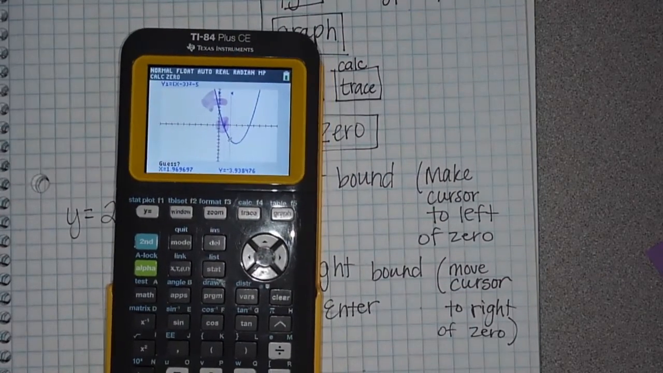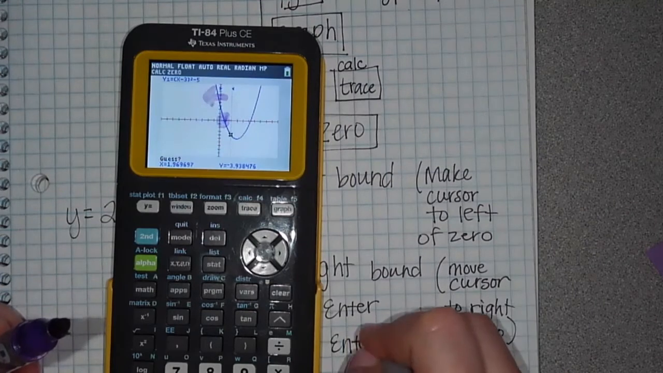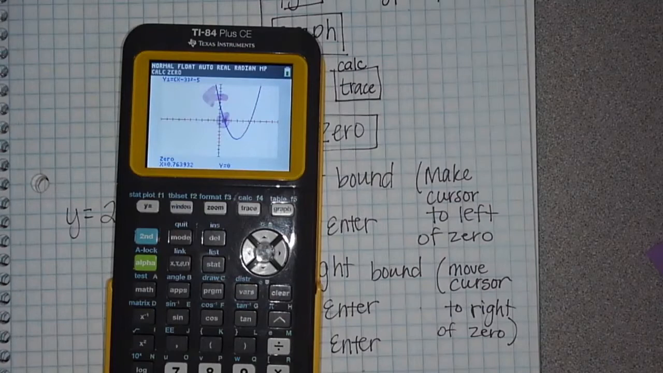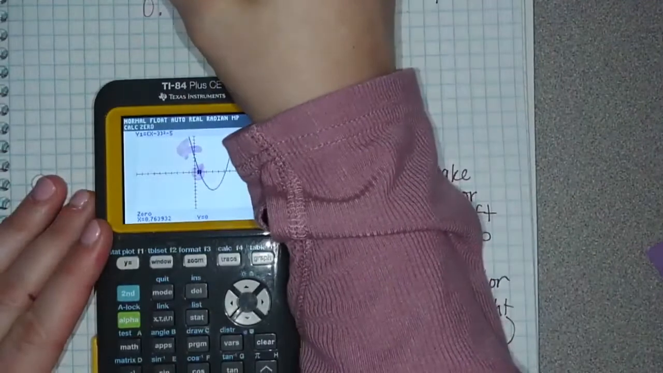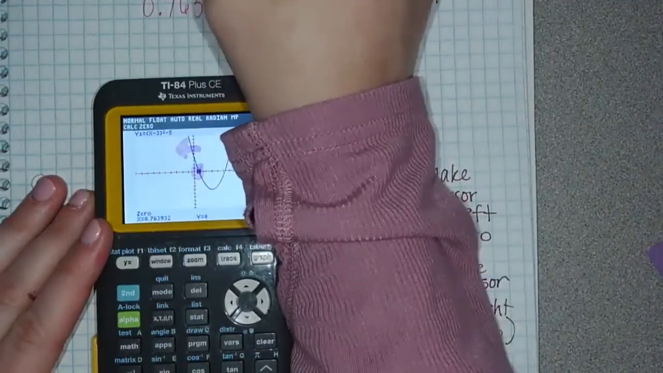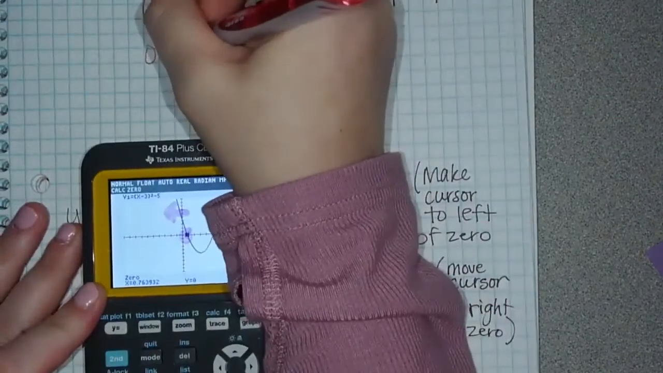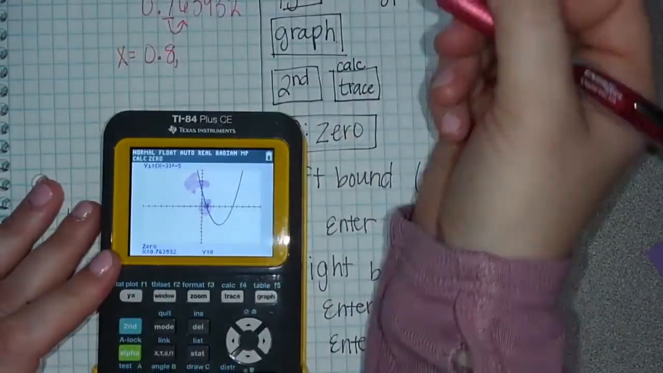Notice it says guess. I have never understood why they put guess on there. So you just have to hit enter again, and then it will find it. Now that's all the steps to find the first one. So the first zero is at 0.763932, which that 6 makes that 7 go to 0.8. That's the first one.